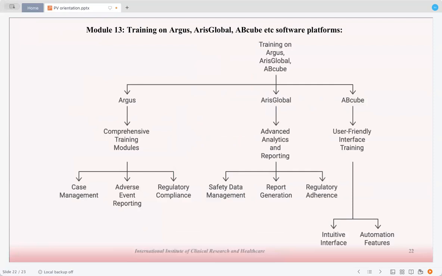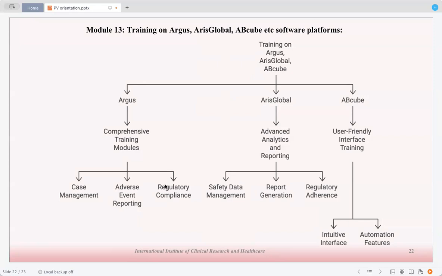Next is training on the software, that is Argus, ARISg, ABQ, and other software platforms. The training on Argus includes comprehensive training modules, including case management, adverse event reporting, and regulatory compliance, equipping users with the skills to effectively navigate and utilize the platform for pharmacovigilance activities.